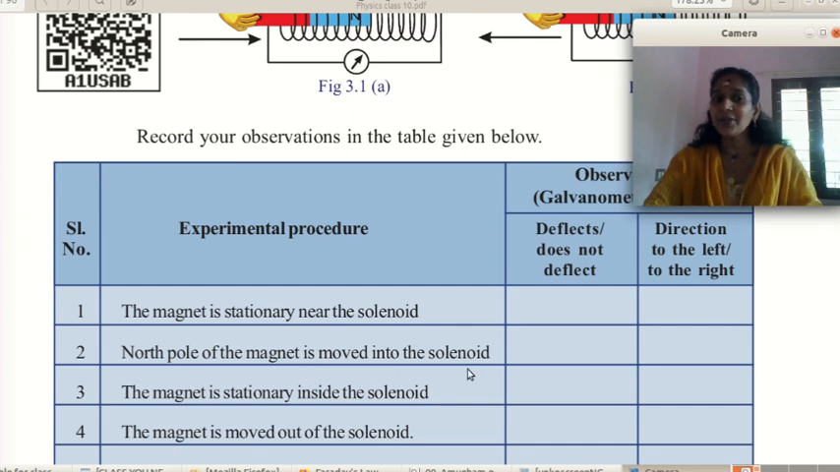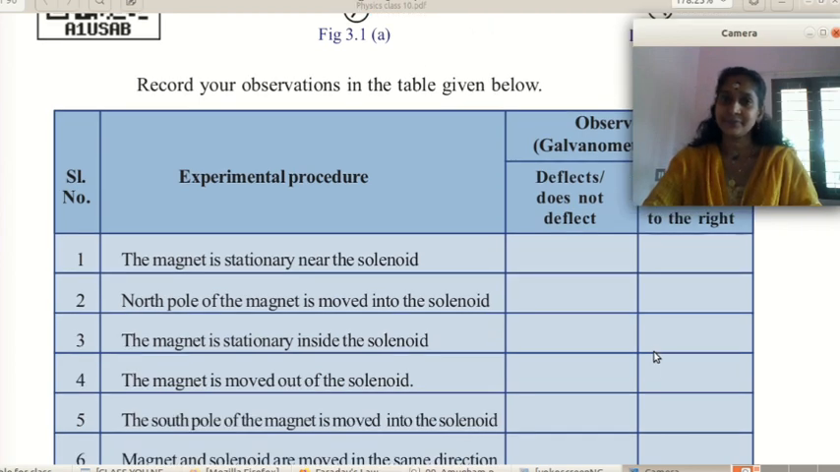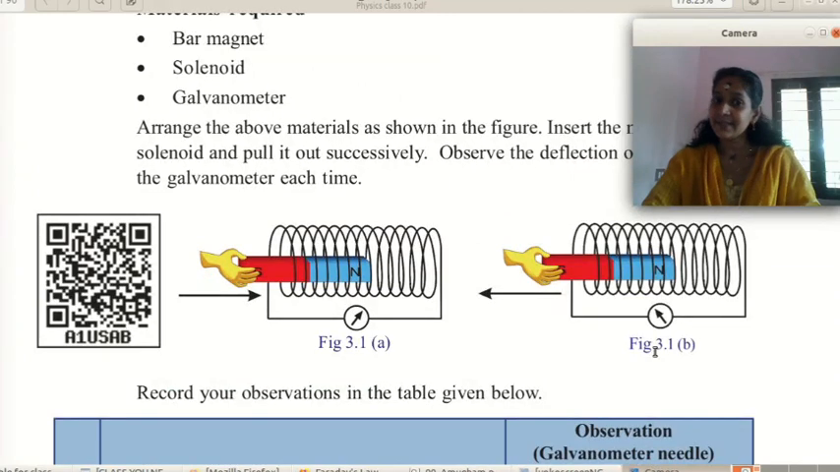If the north pole of the magnet is moved into the solenoid, what happens? Yes, galvanometer needle deflects to the right side. Isn't it? Yes.